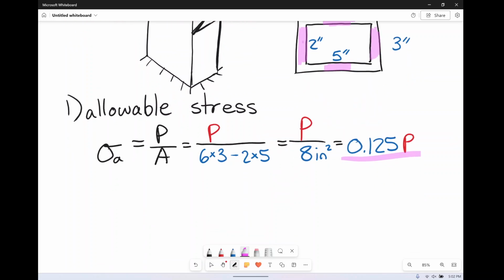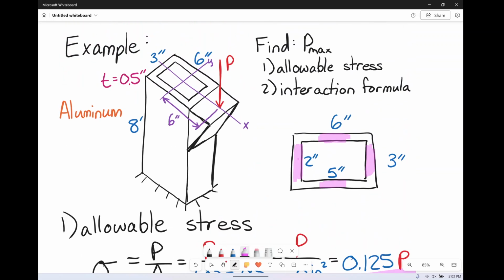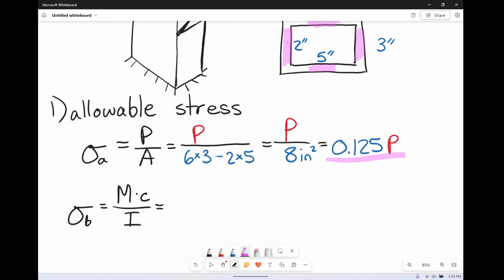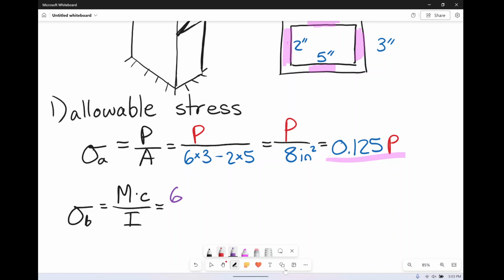Now we need bending. So again, remember that bending is equal to M times C divided by I. For bending, we do have to know what direction we are bending about and what our moment is. A moment is simply a force times a perpendicular distance. So our force is P, our distance is 6. So our moment is going to be 6 times P. That's our moment.